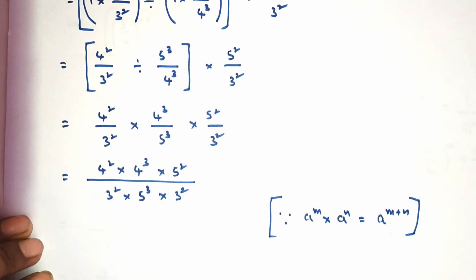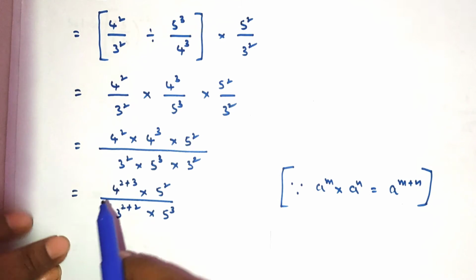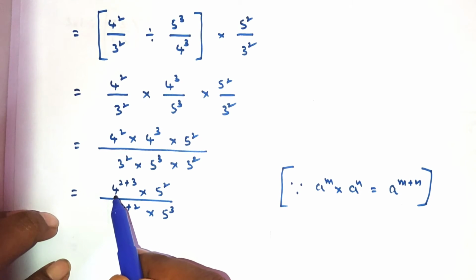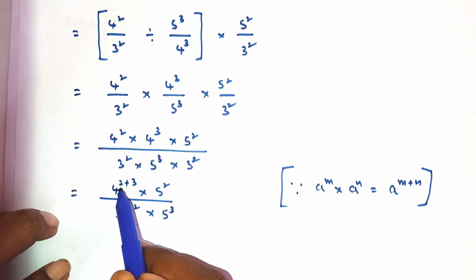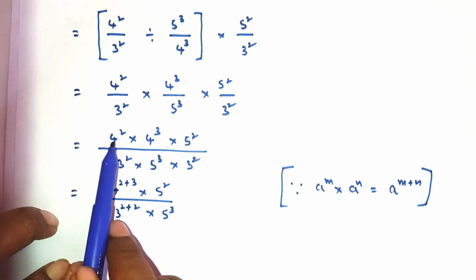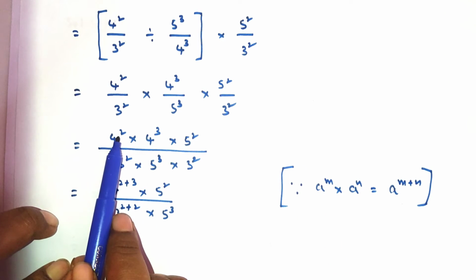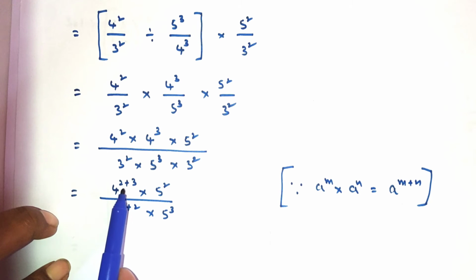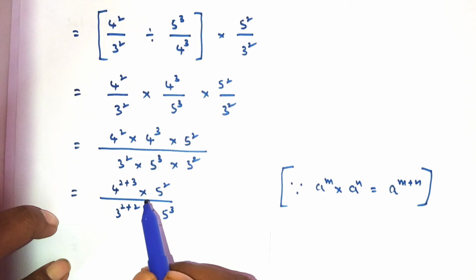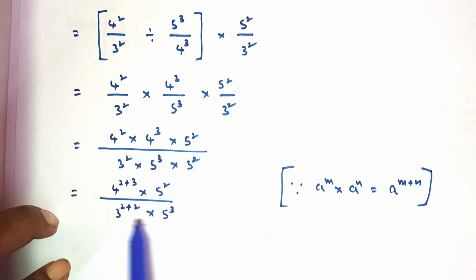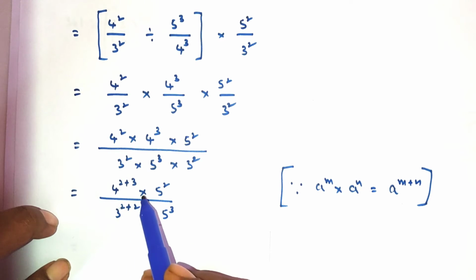Look here, we have written 4 to the power of 2 plus 3. See here this exponent and this exponent we have added, and base 4 we have written base 4. Based on this law of exponents, we have written 4 square plus power 3 into 5 square. We have written 5 square as it is.